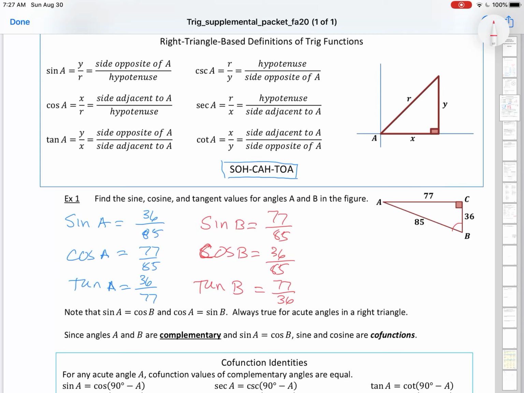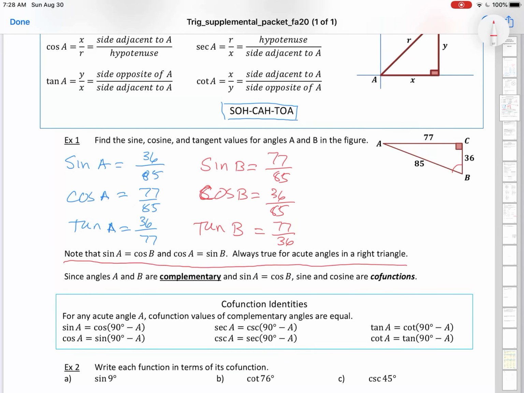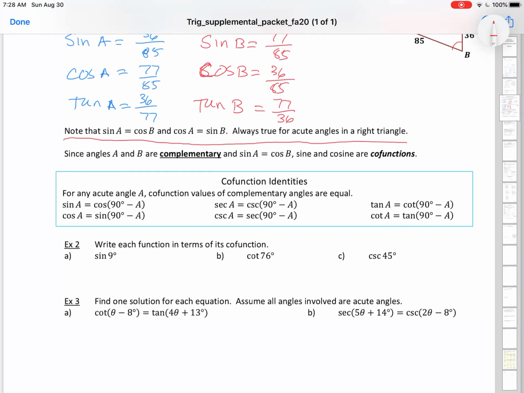Here's where they're noting what I pointed out. Note that sine A equals cosine B and cosine A equals sine B are always true for acute angles in a right triangle, and we will be able to get by with just acute angles. Since angles A and B are complementary and sine A equals cosine B, sine and cosine are cofunctions. That's why it's called cosine: it's the cofunction of sine. So for any acute angle A, cofunction values of complementary angles are equal. Sine of A is equal to cosine of 90 degrees minus A.